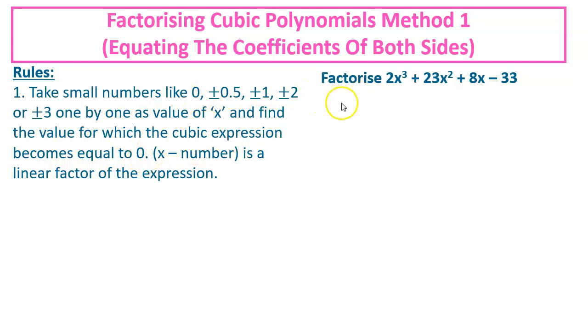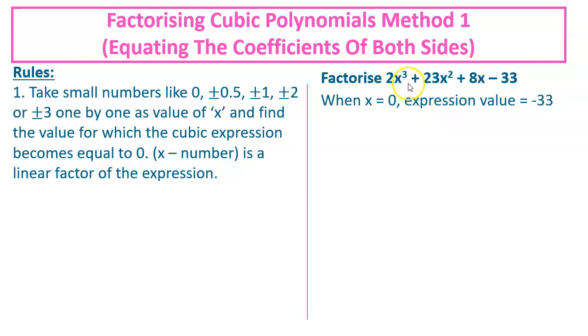Let us start with the value 0. When x equals 0, 2 times 0 is 0, 23 times 0 is 0, 8 times 0 is 0. So we have only the constant term remaining, that is the value of the expression. The expression value is equal to negative 33 when x equals 0. And we have to find the value of the variable for which the expression value becomes equal to 0. So definitely x equal to 0 is not the value that we want.